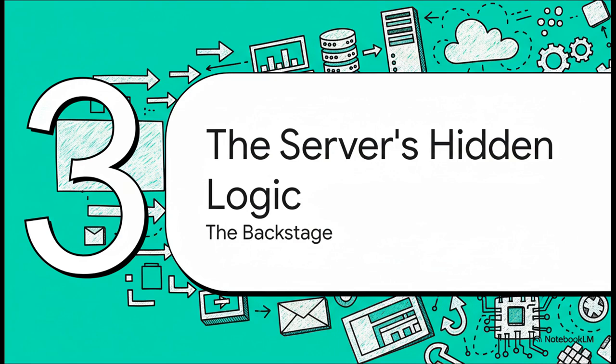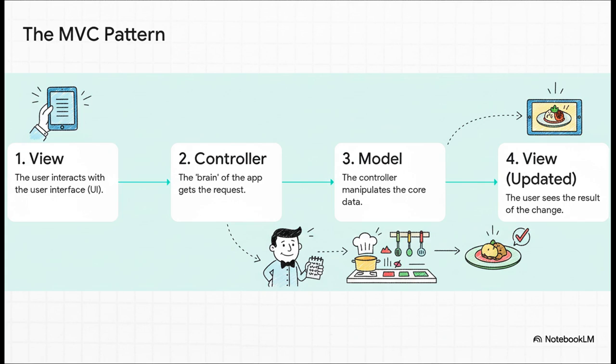Well, for that, we need to go backstage and take a peek at the server's hidden logic. A really common way to organize all that backstage logic is a pattern called Model View Controller, or MVC. And honestly, the best way to get it is to think of a restaurant.